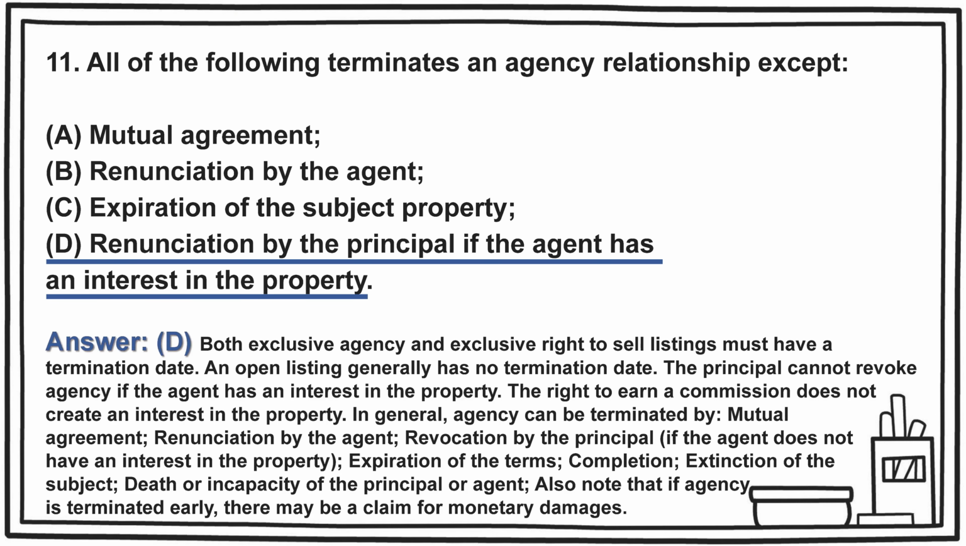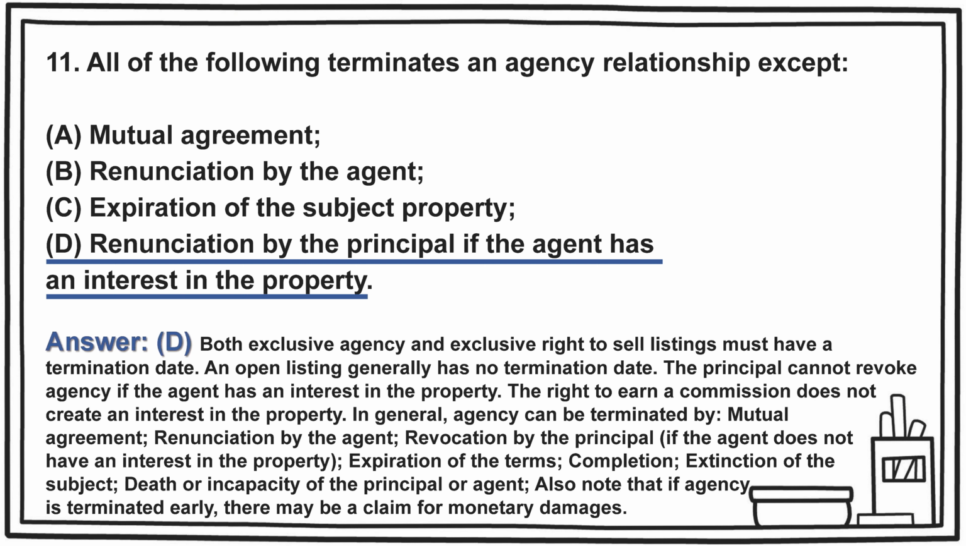Answer, D. Both exclusive agency and exclusive right to sell listings must have a termination date. An open listing generally has no termination date. The principal cannot revoke agency if the agent has an interest in the property. The right to earn a commission does not create an interest in the property.